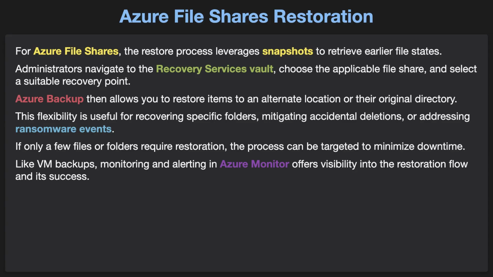For Azure file shares, the restore process leverages snapshots to retrieve earlier file states. Administrators navigate to the Recovery Services Vault, choose the applicable file share, and select a suitable recovery point. Azure Backup then allows you to restore items to an alternate location or their original directory. This flexibility is useful for recovering specific folders, mitigating accidental deletions, or addressing ransomware events.